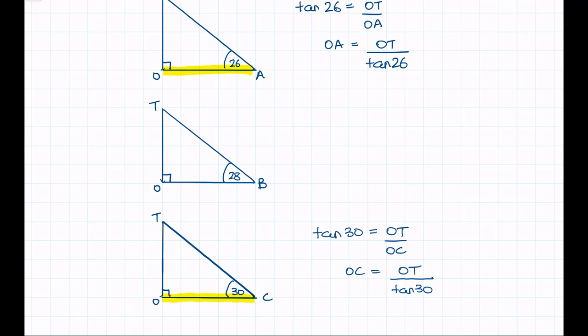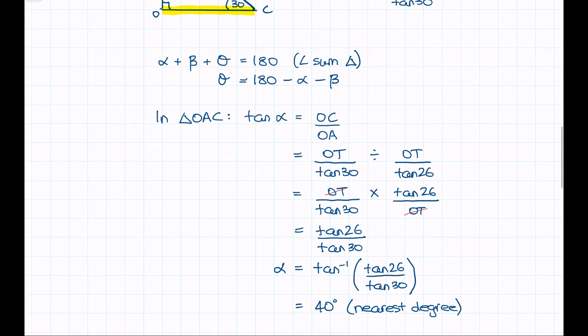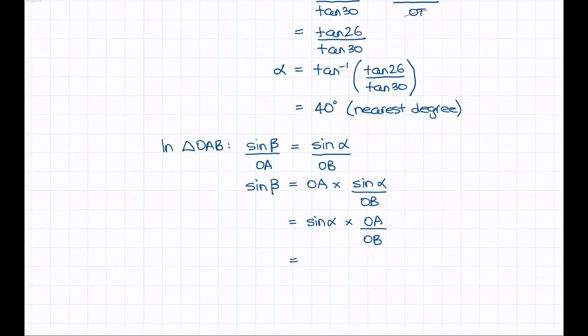But for OB, we can use this second triangle here and do the same technique. We can say that the tan of 28 is equal to the opposite OT over the adjacent OB. And then rearranging, I can get OB equals OT over tan 28. And so now I can substitute OA and OB into the equation we're dealing with. So OA is OT over tan 26. So this will become sine alpha times OT over tan 26.